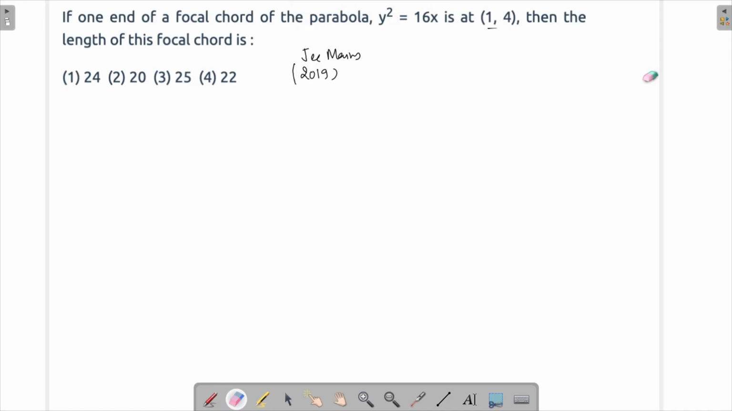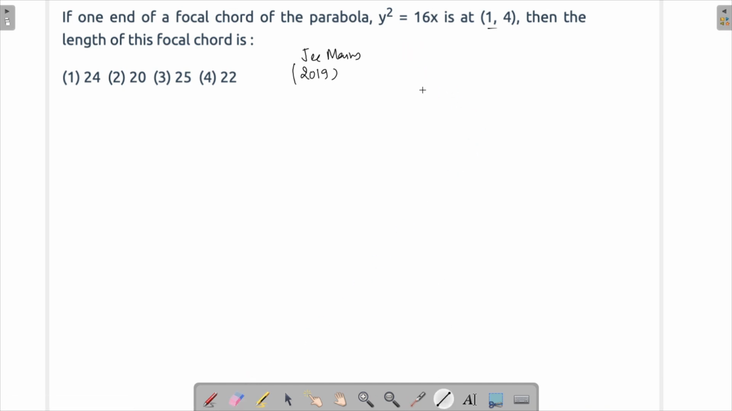All right, so we're trying to solve a problem which appeared in JEE Mains 2019. In this question, we have been asked to find the length of a focal chord, which is passing through the point (1, 4). Of course, we have to find the other end of the focal chord and then find the length of the focal chord.